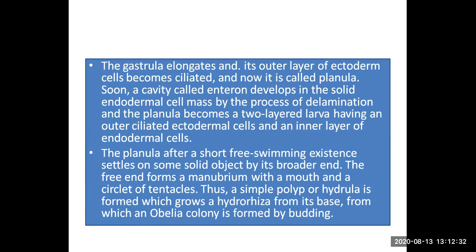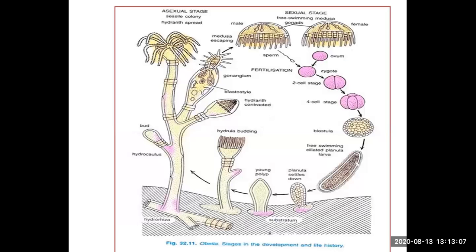The planula, after a short free swimming existence, settles on some solid object by its broader end. The free end forms the manubrium, which has a mouth and a circlet of tentacles. Thus a simple polyp or hydrula is formed, which grows a hydrorhiza from its base, from which the Obelia colony is formed by budding. This is the Obelia life cycle.